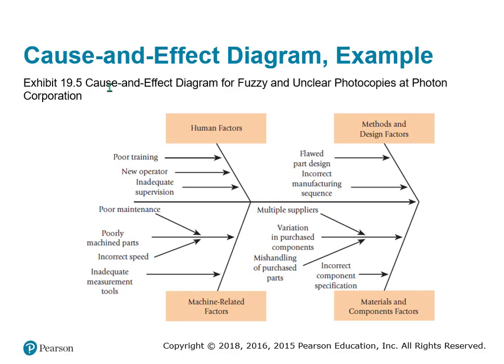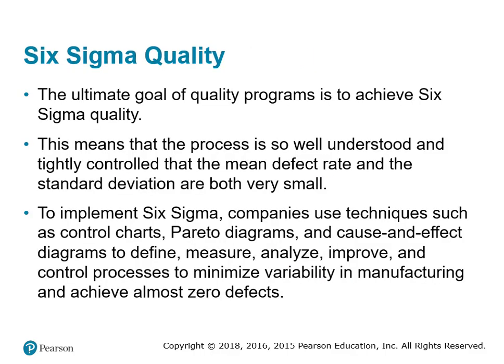So this is exhibit 19.5 in your text. It's a good exhibit, it's got good information in it. And Six Sigma is the ultimate goal of quality programs, and that means that the process is so well understood and tightly controlled that the mean defect rate and the standard deviation are both very small. Okay, so let's keep looking here.